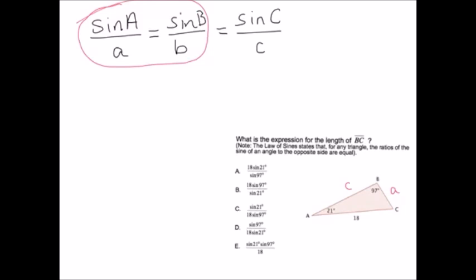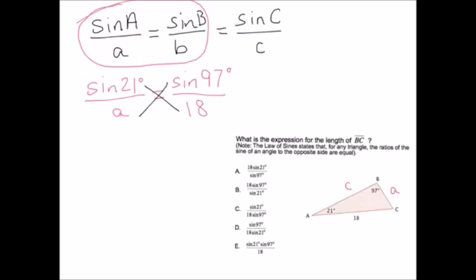Okay, let's fill in what we know. We know that the sine of A, which is actually the sine of 21 degrees, over little a, which is what we're looking for, equals the sine of B, which is actually the sine of 97 degrees, over little b, side length of 18. And we've just created a proportion. A lot of you enjoy solving these, at least my students did when I was in the classroom, because everyone always wants to cross multiply. So lucky for you, that's what you get to do now.